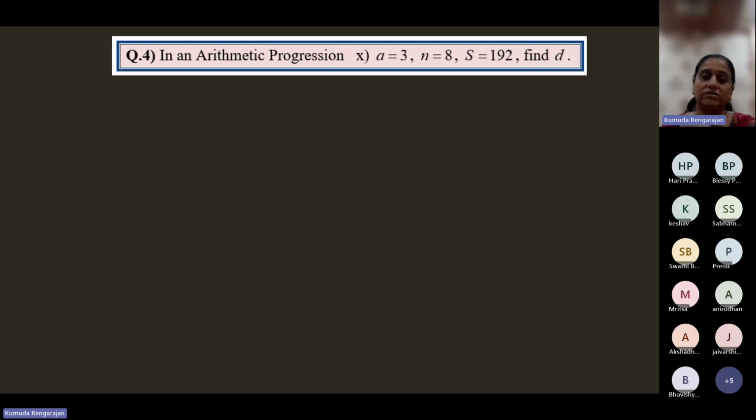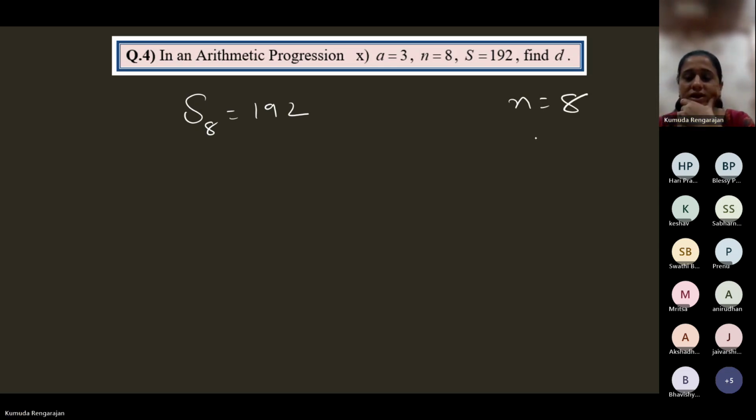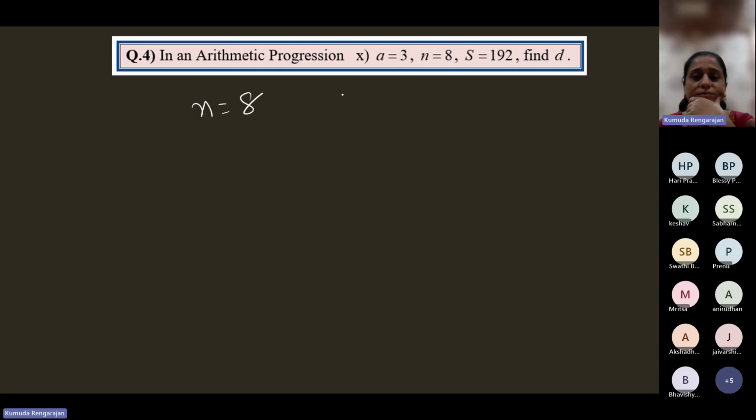So here also it's given n is 8 and S is 192. N is 8 means totally 8 terms. So S means S8 is 192. Because n is 8, number of terms 8. And S means what? Sum to 8 terms is equal to 192. It's a very reasonable assumption. Number of terms is equal to 8. And sum is 192, but it's not given sum to how many terms is 192. But since n is 8, you can always take this, S8 is equal to 192.